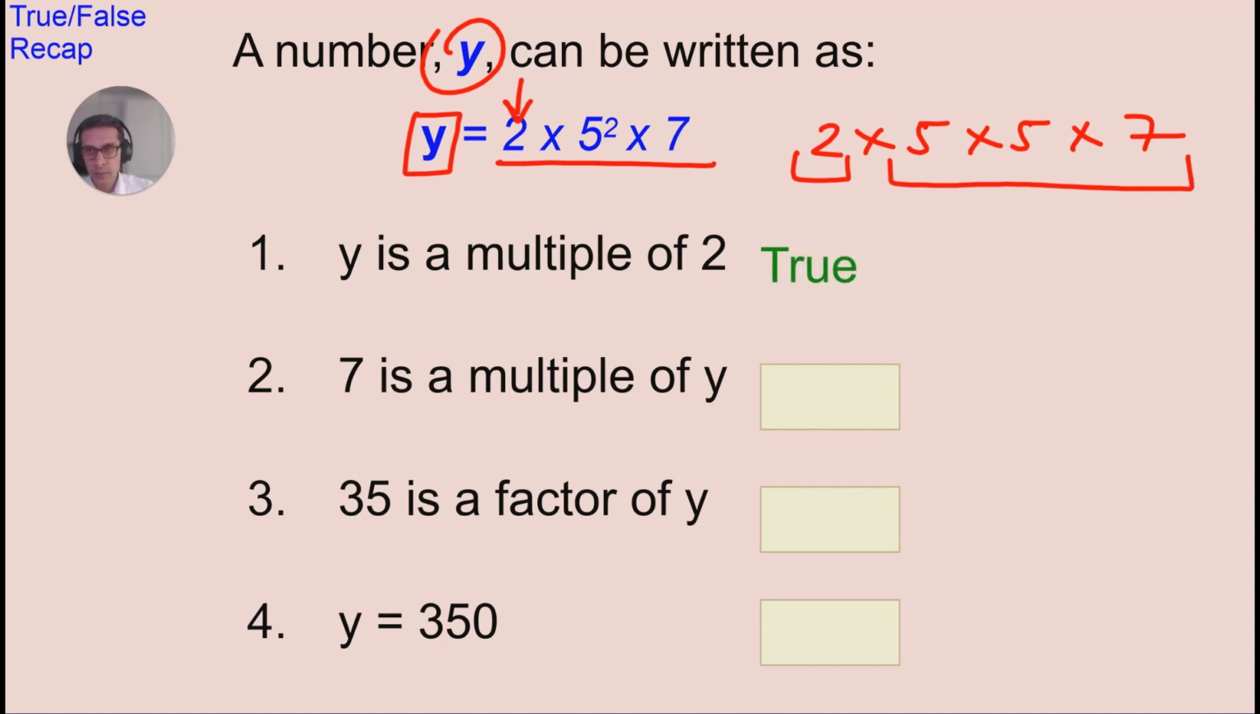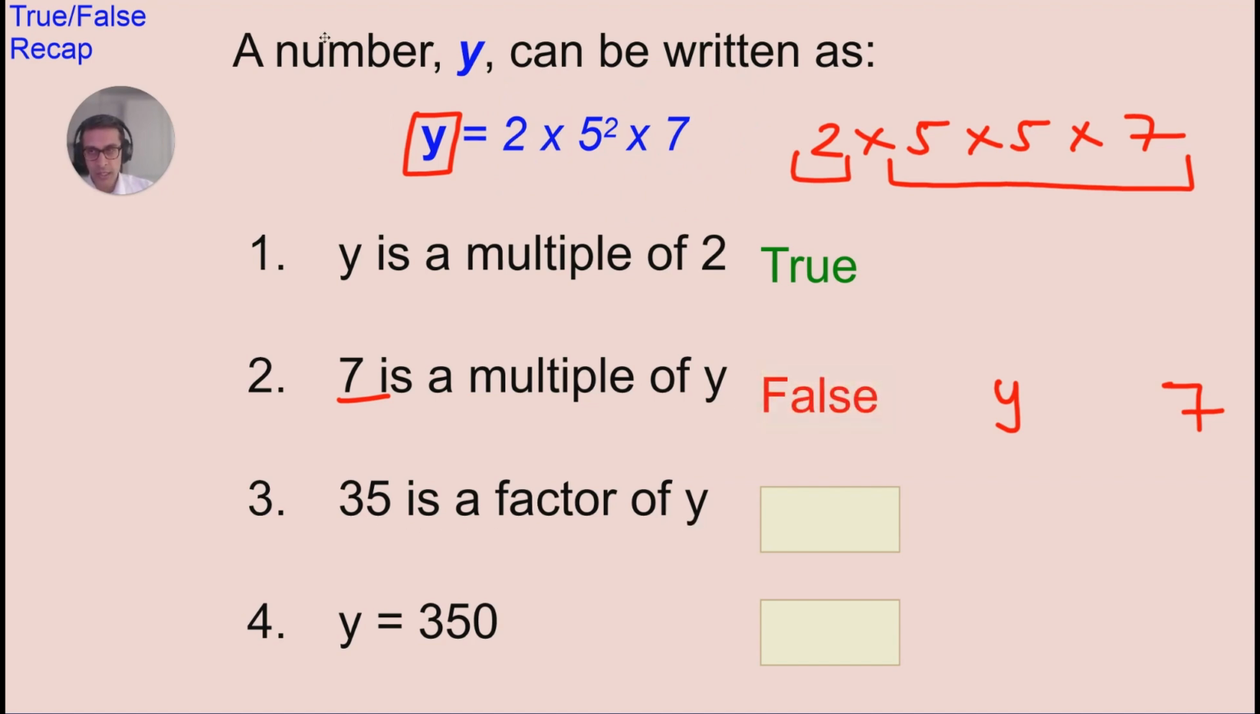The next question, 7 is a multiple of y. True or false? Have a think. Okay, so 7 is a multiple of y. Now what that means is in the y times table, you're going to end up with 7. If we look at our number here, the number itself is multiplied by 1 to give you the first answer. Then you multiply it by 2, and keep multiplying, and that will give you the multiples of this number. Now, 7 is not a multiple of this number. It's definitely a factor, and it does fit into the number, but it's not going to be a multiple. So this is false.